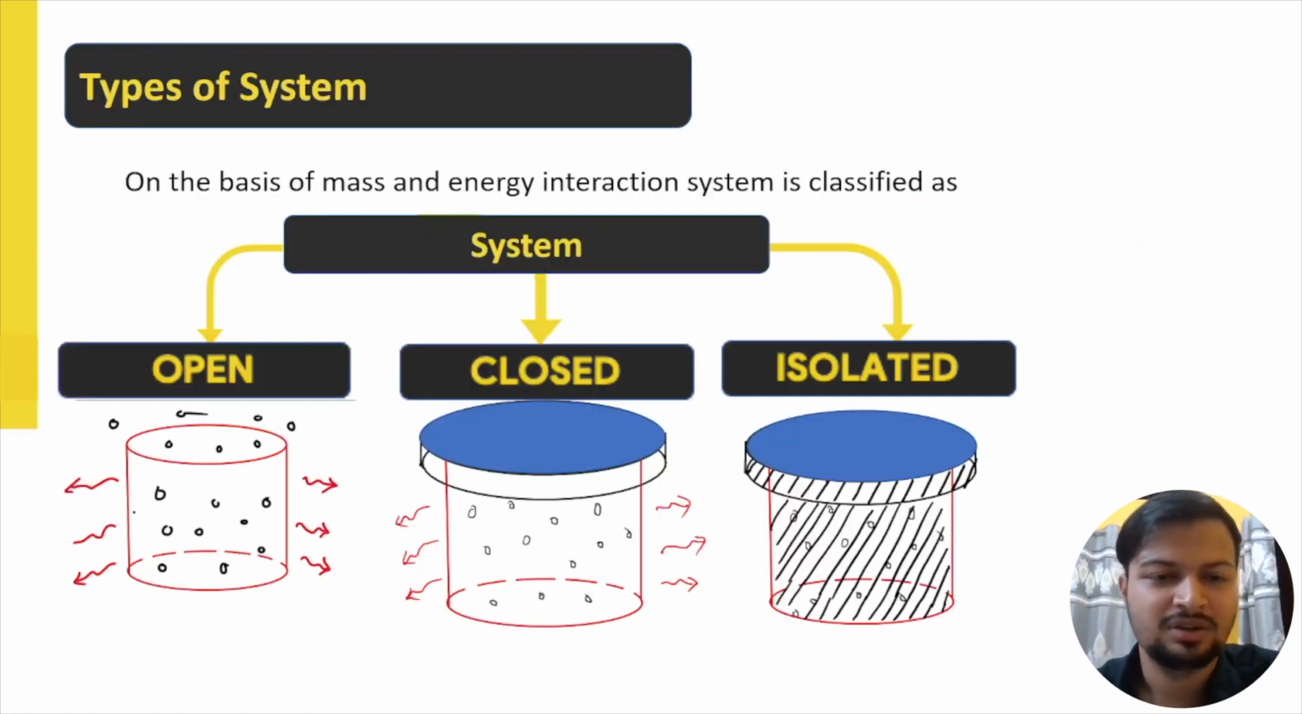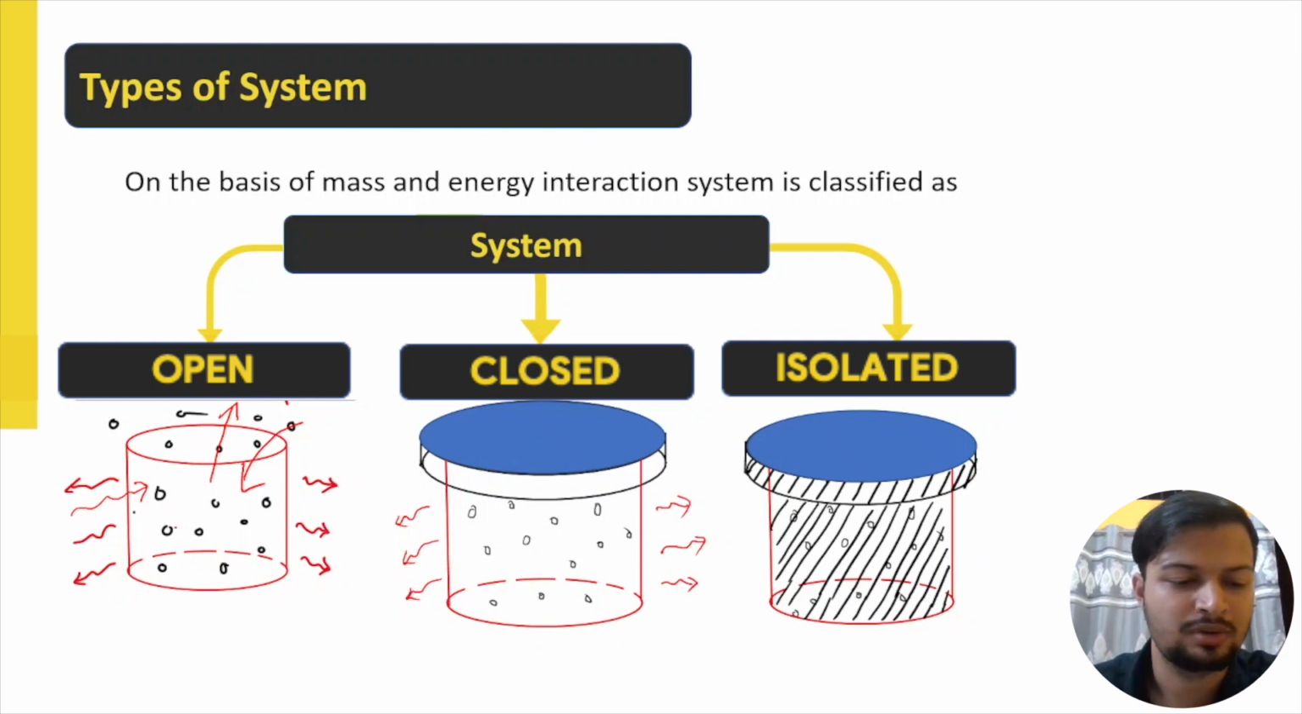Then on the basis of mass and energy interaction, we can classify systems into three parts. In an open system, the mass within the system can come in or it can go out of the system. So there is mass interaction between the system and the surrounding. And again the heat energy can come out or it can get inside the system. So there is energy interaction also happening in an open system.